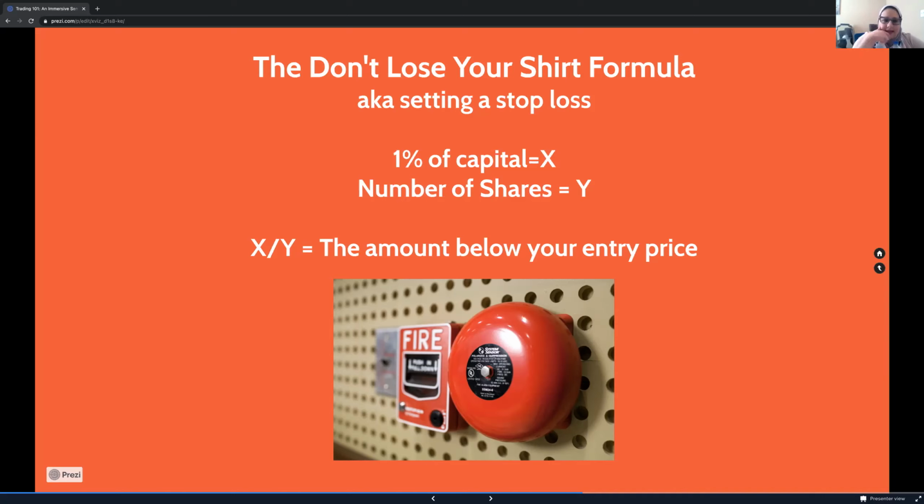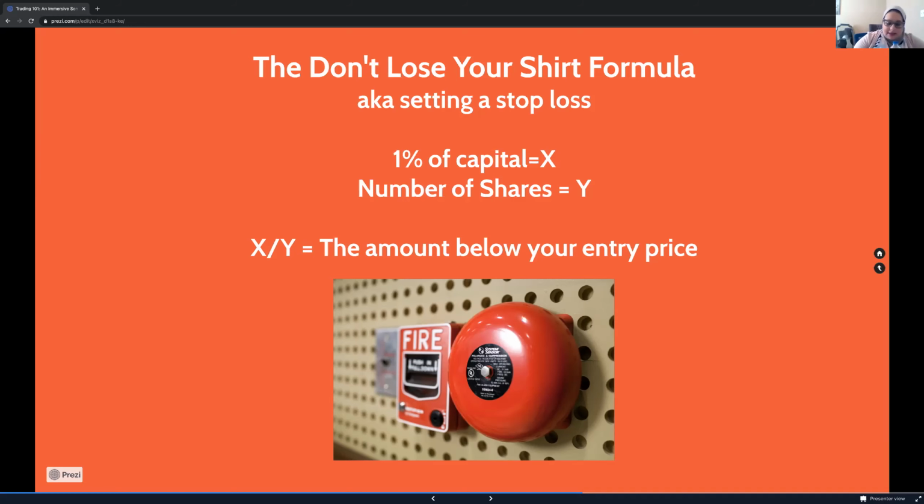So let's call that X. X is going to be 1% of my capital, and Y is going to be the number of shares that I'm currently holding. Those are the two things you're going to look at when determining where to set your stop loss: 1% of your capital, roughly, versus the number of shares that you're holding. So X over Y, you're going to get a number, and that number is going to be the price per share that you're going to take a loss.